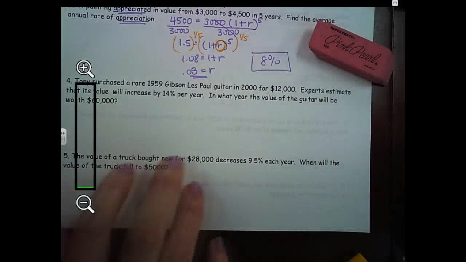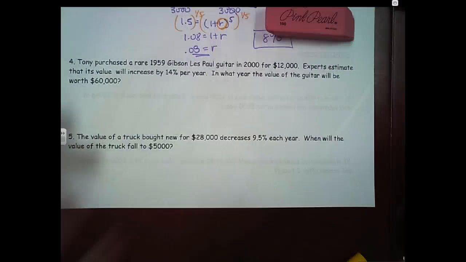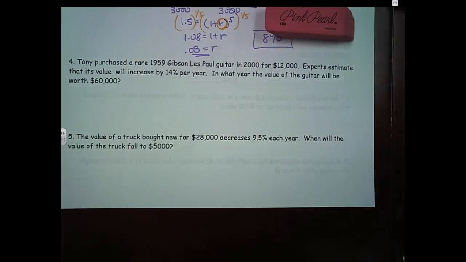Alright, so if we're gonna set this problem up for number 4, it says Tony purchased a rare '59 Les Paul in 2000 for $12,000. Experts estimate the value will increase by 14% a year. That's a lot. In what year will the value of the guitar be worth $60,000?